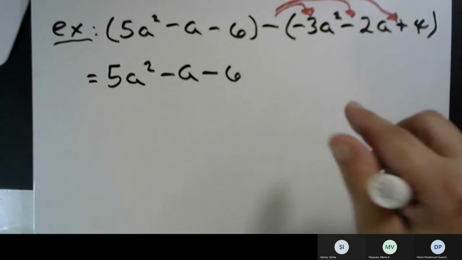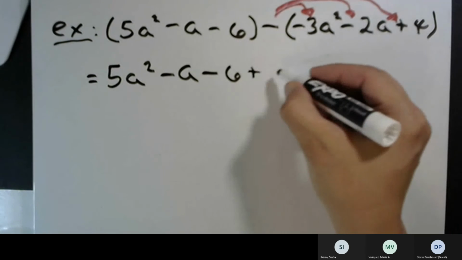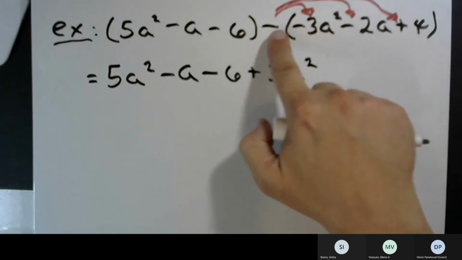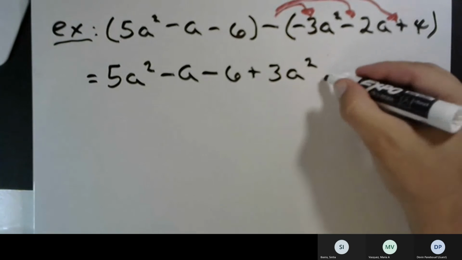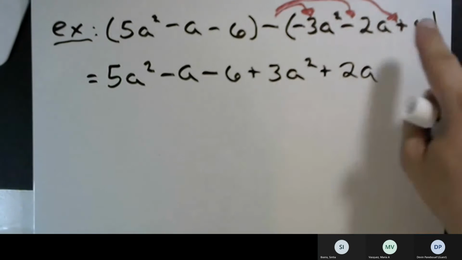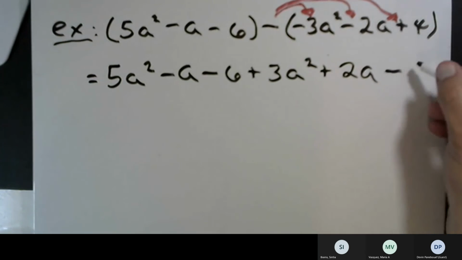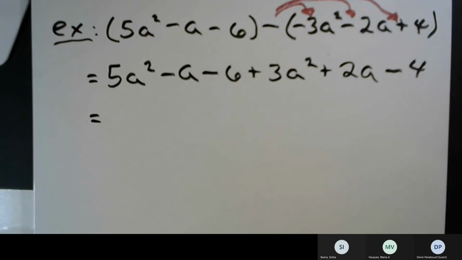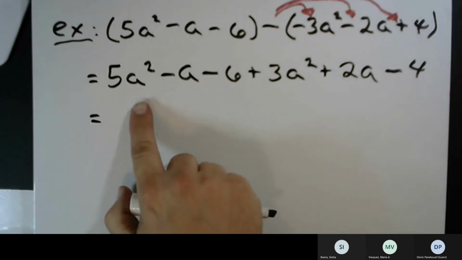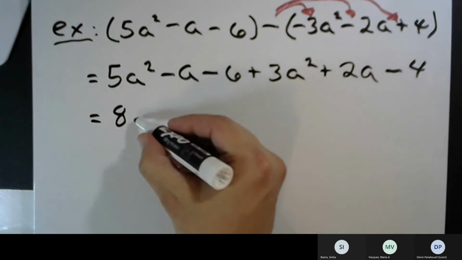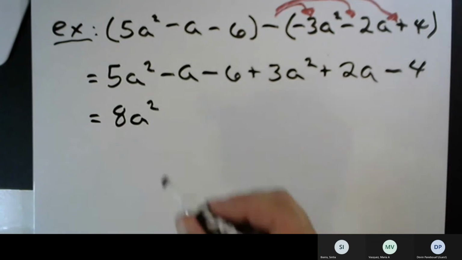So minus to minus will become a plus. Again, minus to minus will become a plus. Minus the positive becomes a minus. And now we combine like terms. 5a squareds, 3a squareds, 8a squareds.